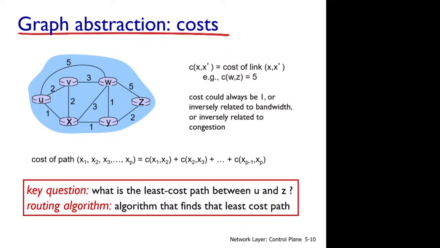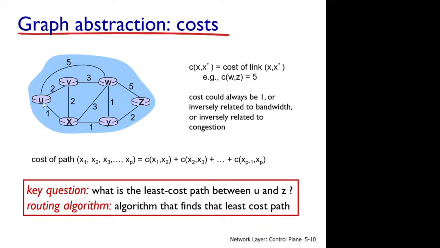Right, so our cost we'll call C. We'll use this notation C between node X and X dash, or router X and router X dash. That's the cost, whatever it may be, whatever that might mean. The cost of a total path would be the sum of the costs of the individual links that make up the sequence. So the question then is, what is the least cost path between 2 nodes?